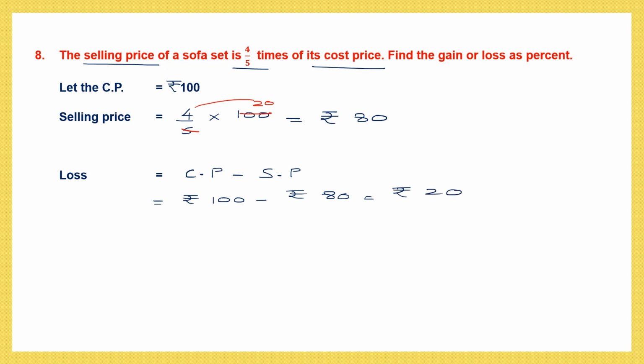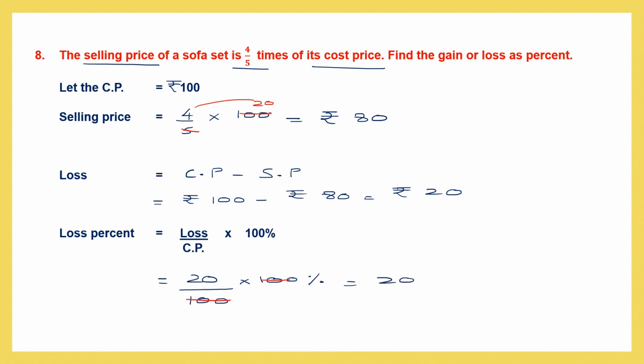Now we must find the loss percent. Loss percent is loss by cost price into 100%. So what is the loss? Loss is 20 rupees divided by the cost price, which is 100 rupees, and we multiply this by 100%. We can cancel the 100 here and the 100 here. So what is left is 20. So 20%. So we have found the loss percent, and that is 20%. So we can write that loss percent is 20%, and this is our answer.